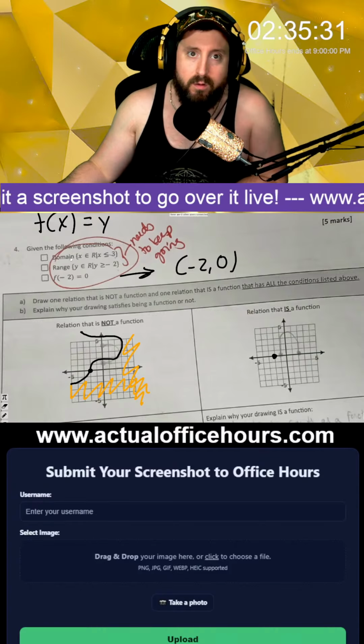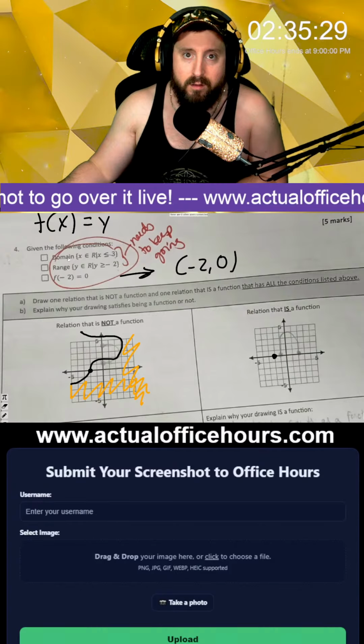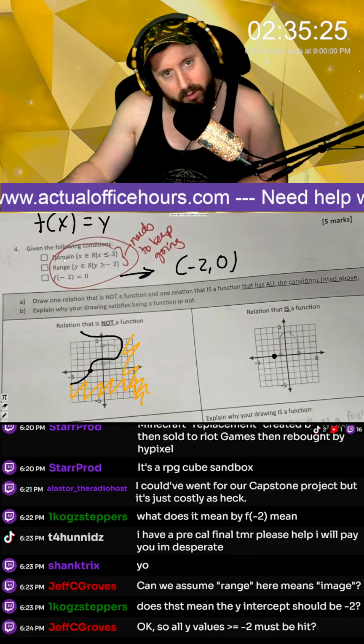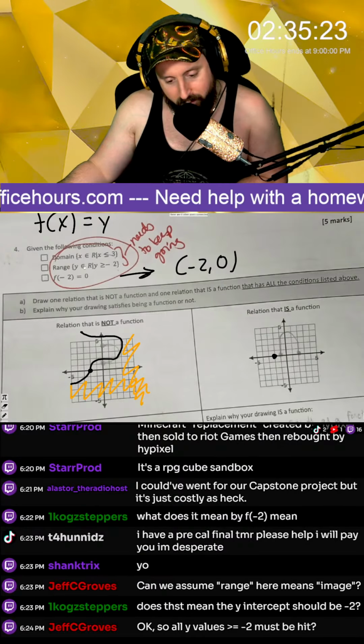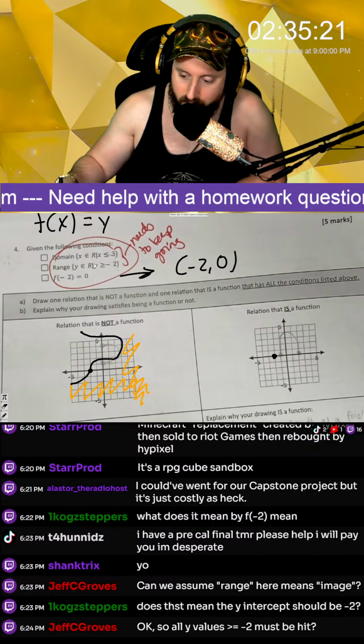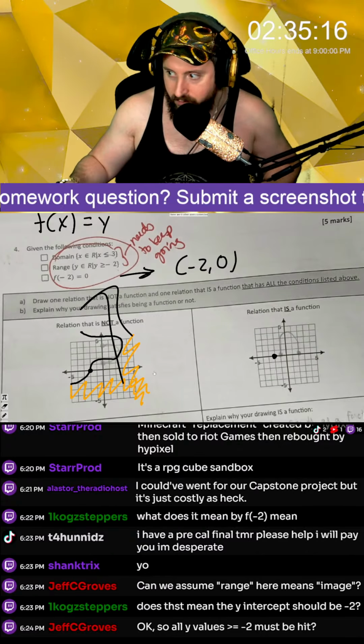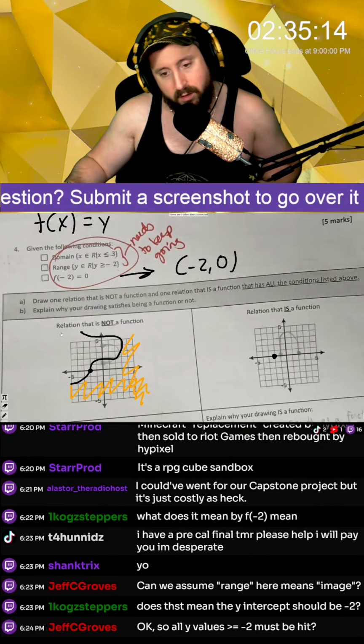Yeah, I think so, Jeff. Yeah, I don't know. I don't think 1K in his high school class has to use the word image. I think you just have to show that the y values are above -2, and then they're to the left of 3.